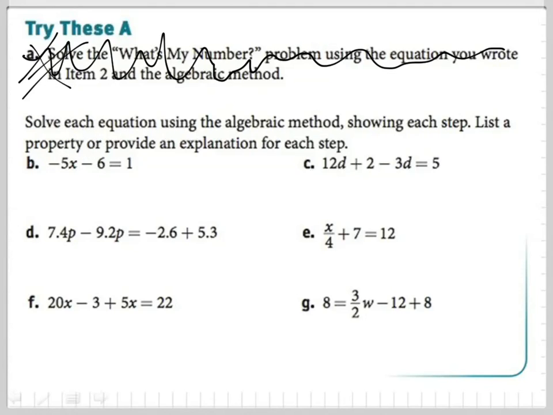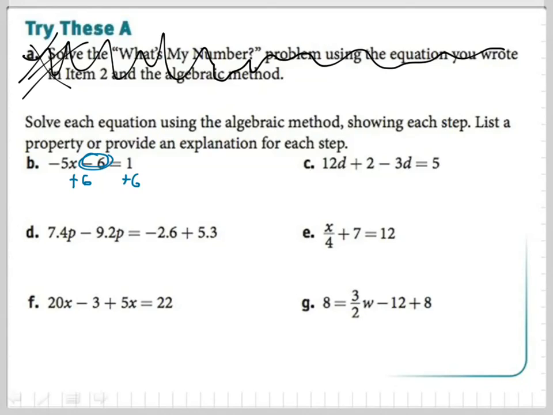So normally, I mean, there's different ways to do this, but I think this is the more simple way. You want to do addition and subtraction first. And so I looked at this one right here. What's the opposite of subtraction? Opposite of subtraction is adding. So I'm going to add 6 to both sides. Okay, that's going to be your addition property of equality.